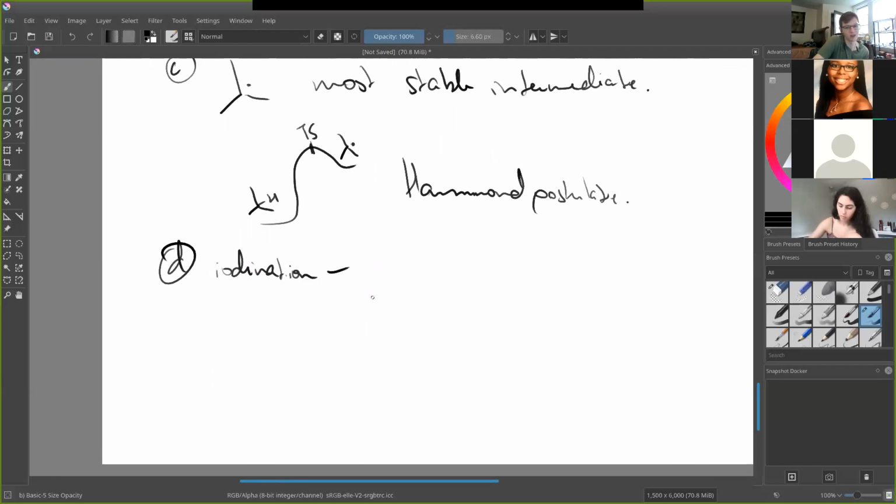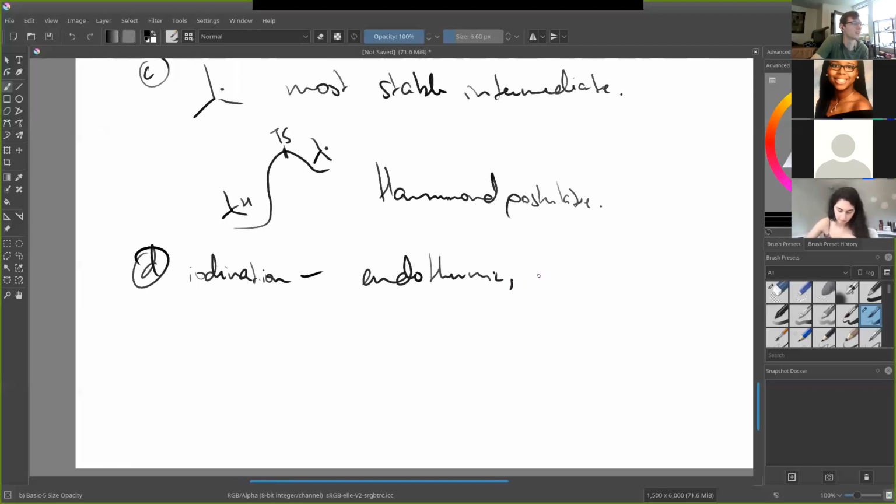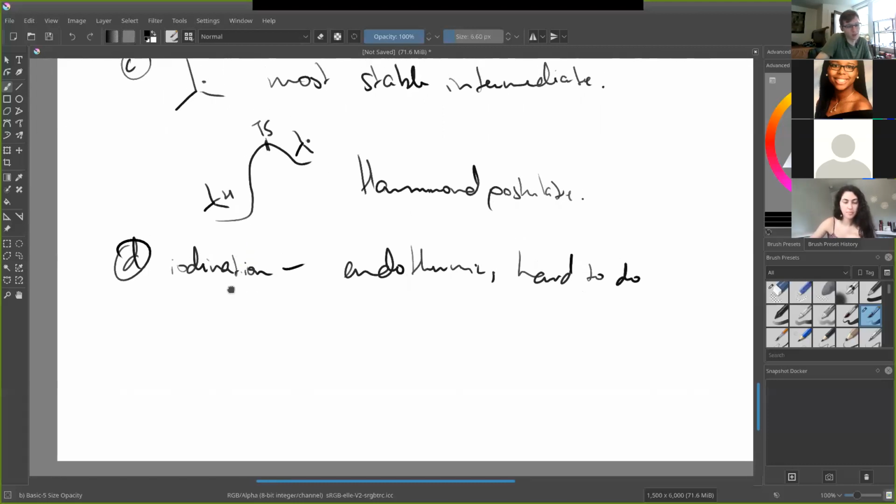So iodination, this is endothermic. It's endothermic, and it's hard to do, right? It's hard to get it to work. Iodine in general, this is something that you'll see again way down the line. If you want to attach an iodine, it's kind of hard. Even though iodine's really nice, the ideal leaving group, it comes off like butter, right? But putting it on is a little bit more tough. So getting an iodine on is a little bit more challenging, right?